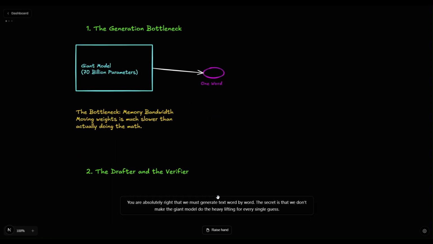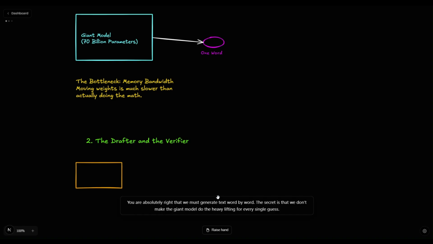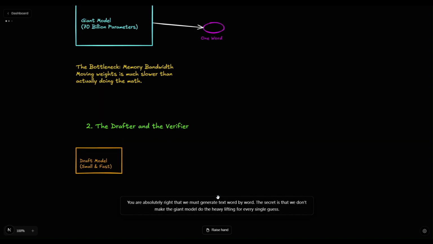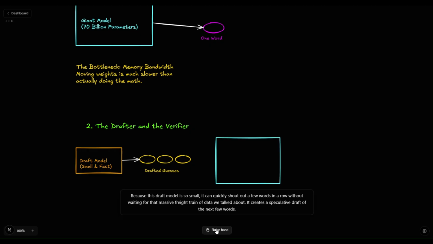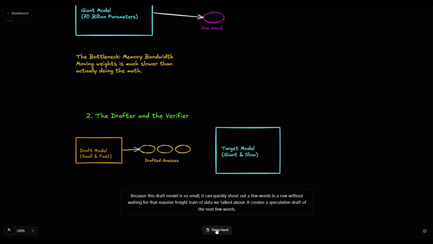You are absolutely right that we must generate text word by word. The secret is that we don't make the giant model do the heavy lifting for every single guess. Meet our two main characters. On the left, we have the draft model. This is a tiny version of an AI, maybe only a fraction of the size of the giant one. It is like a fast-talking assistant who is often right, but sometimes makes mistakes. Because this draft model is so small, it can quickly shout out a few words in a row without waiting for that massive freight train of data we talked about. It creates a speculative draft of the next few words.